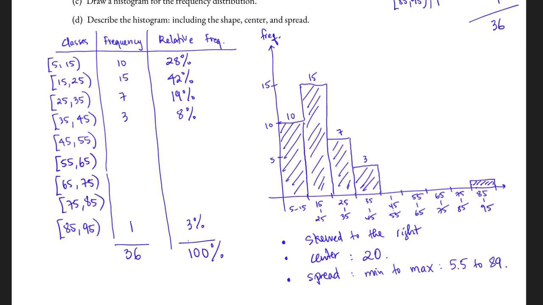Oftentimes, to use a number to represent the bar, we just use the middle of the class. The middle of 5 to 15 is therefore 10. The middle of 85 to 95 is 90. And so we can even say the spread is 10 to 90.